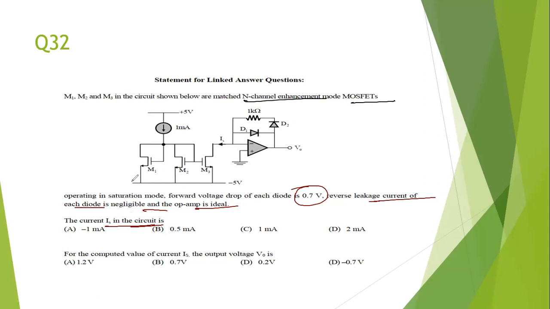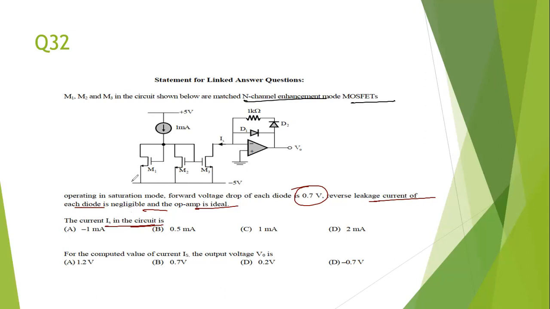So how can you find the value of the current IS in the circuit? It's a very simple question, so don't worry about that. First of all, determine which diode is on and which is off, and that will define the output voltage. So the current IS shown in the figure.